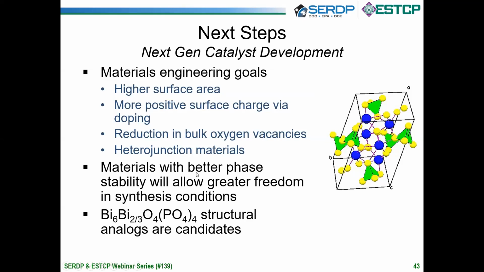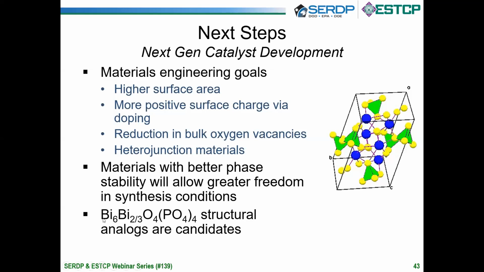Overall, this BOHP material that we've been using seems to be really picky. Every time we try to change the synthesis conditions in order to slightly alter the material, the material does not respond favorably. So we want to look at compositional variations that are a little more stable so that we can perhaps manipulate them more and have greater freedom in synthesis conditions.